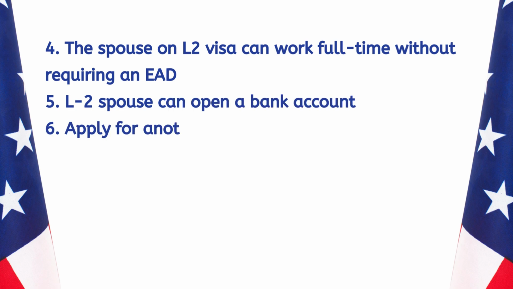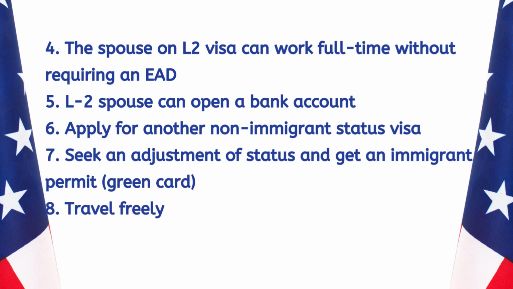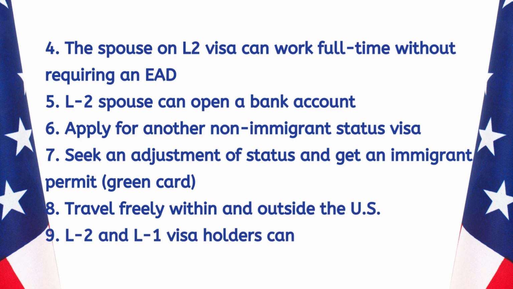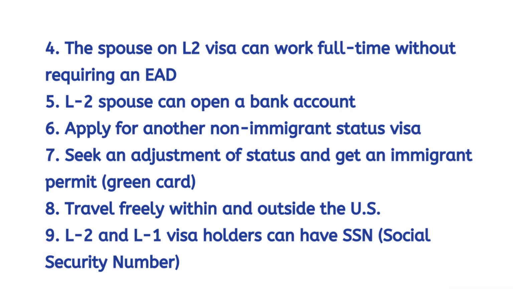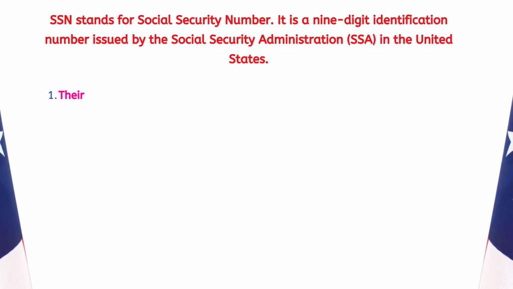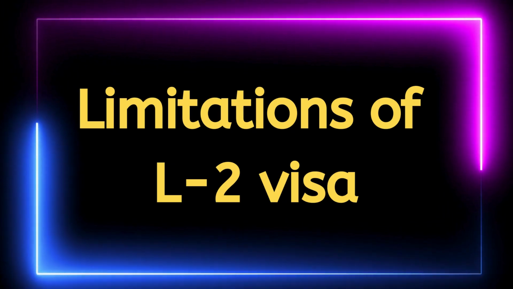Number 5. L2 visa applicants or holders can open a bank account. Number 6. They can apply for another non-immigrant status visa. Number 7. An L2 visa holder can seek an adjustment of status and get an immigrant permit, that is, green card. Number 8. L2 visa holders can travel freely within and outside the United States. And number 9. Your spouse and you, that is L1 and L2 visa holders, can have the social security number. However, there are certain limitations as well.